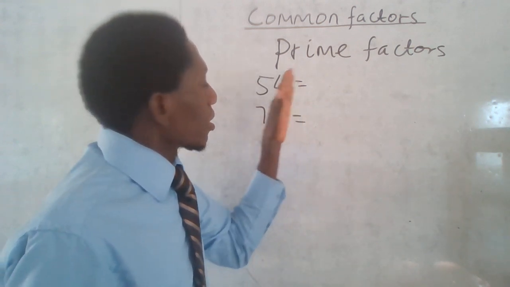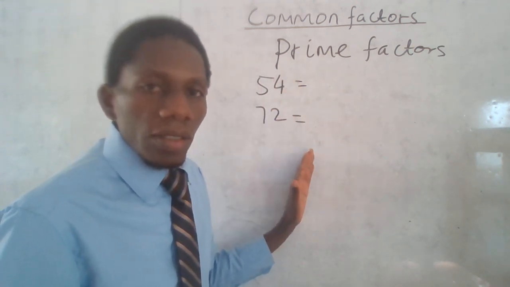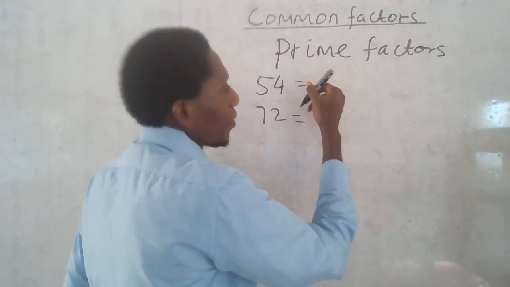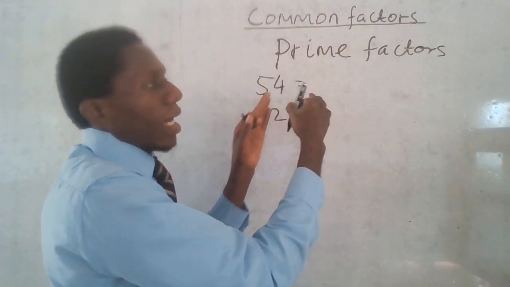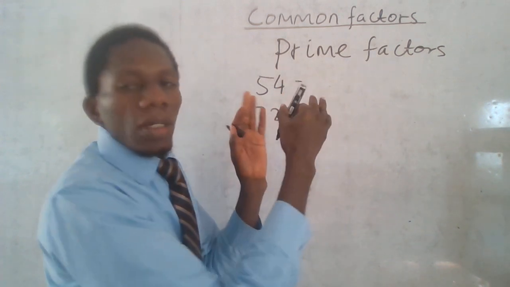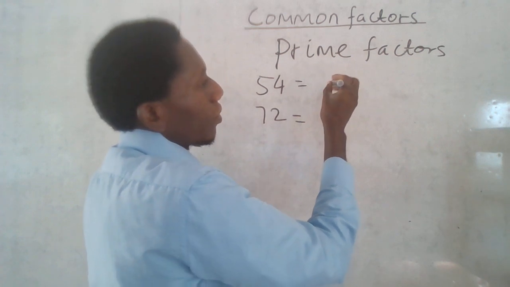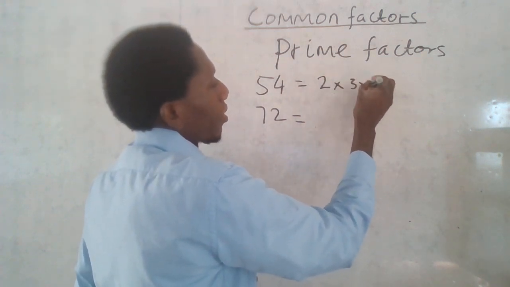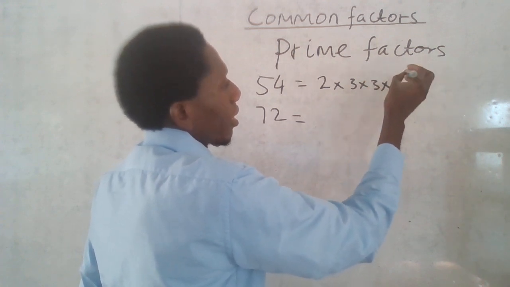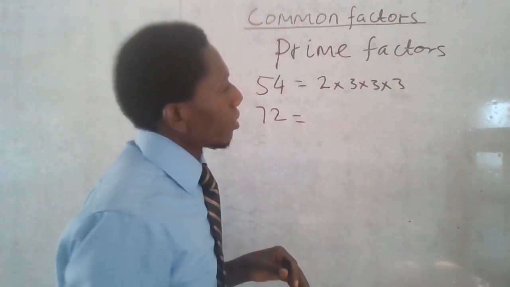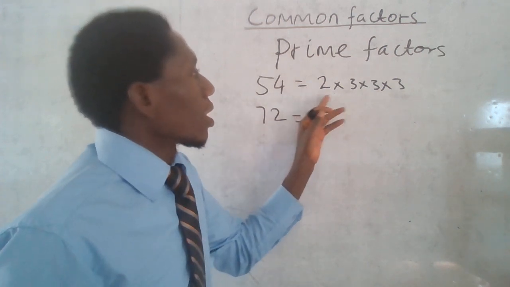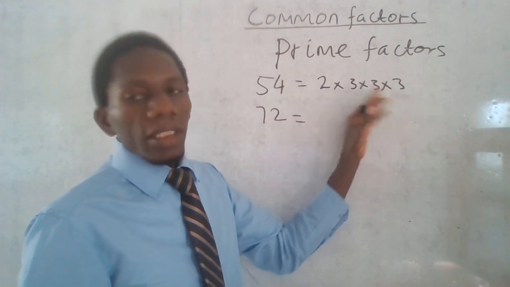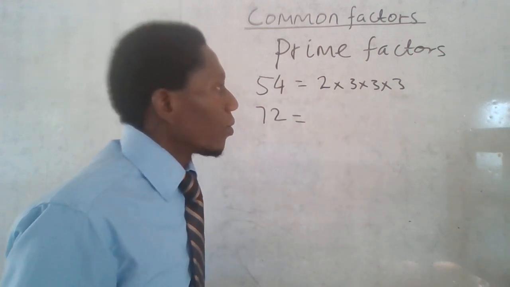Okay, so let's find the prime factors of these numbers. Let's say 54. How can we identify the prime factors of 54? 54 is 2 times 3 times 3 times 3. 2 times 3 is 6, and 6 times 3 is 18, and 18 times 3 is 54.